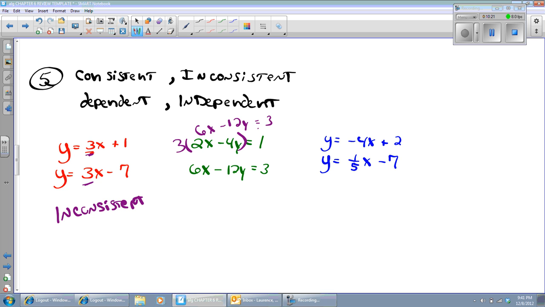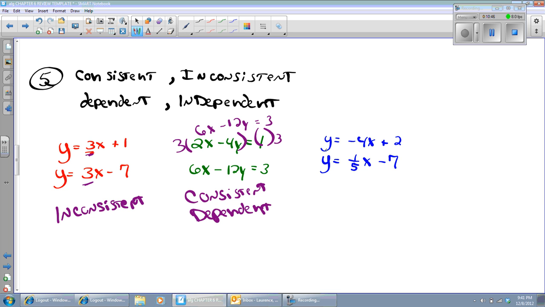So in effect, they are the same equation, which means they're going to intersect everywhere. So this is a consistent system because there is a solution, and it's dependent because the two lines are going to intersect each other everywhere.